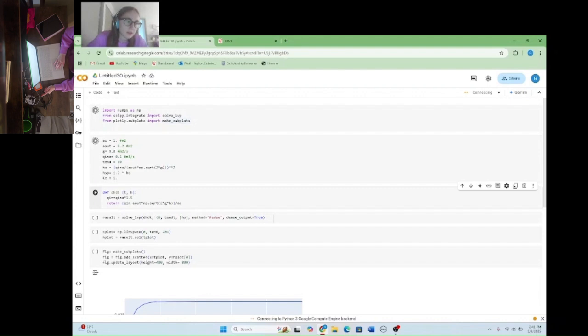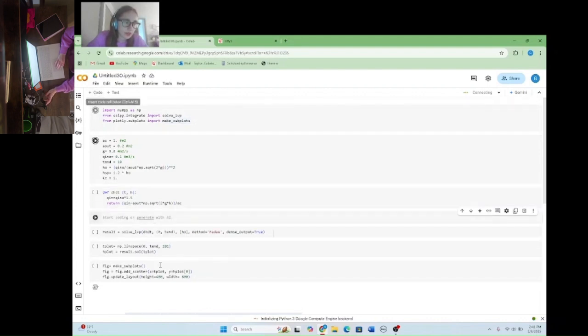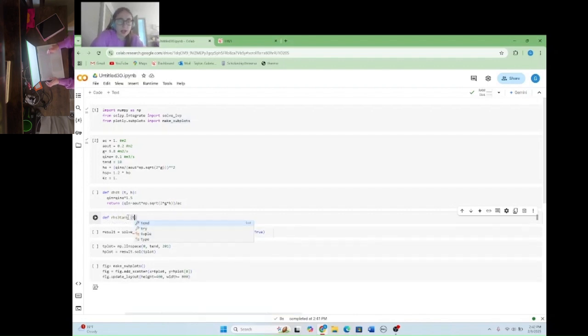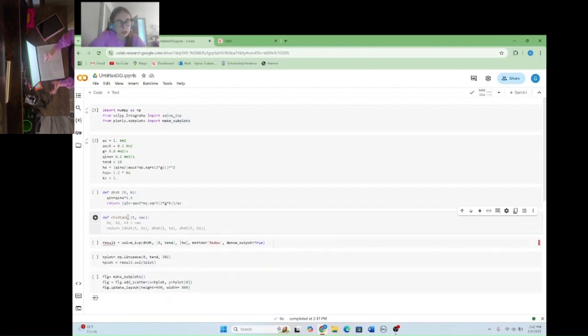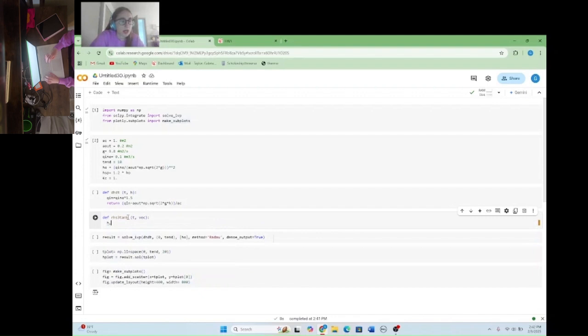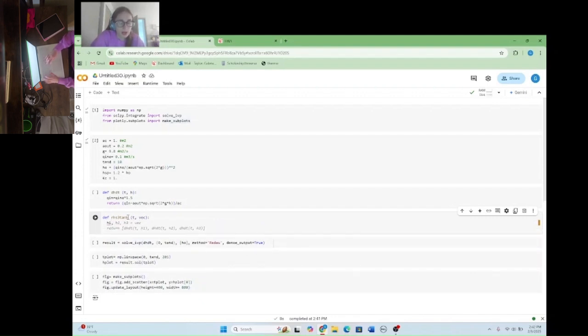Okay. After that, we're going to add a code cell in between here. We're going to define a different function for this, so we're not going to use the same function as last time. We're going to define right-hand side 3 tanks, made up of time and vector. We'll just put vector for now because it's going to be more than 2. The first thing that we want is our height 1. We're going to unpack the vector, so height 1, height 2, height 3 is going to equal our vector.